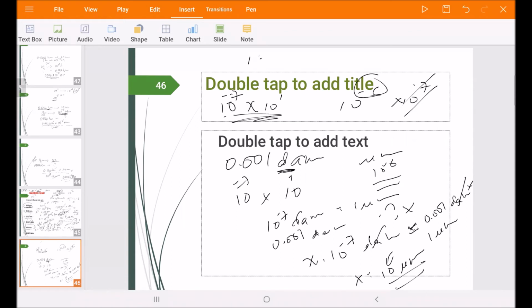So 10 to the power of minus 7 decameter is equal to 1 micrometer.